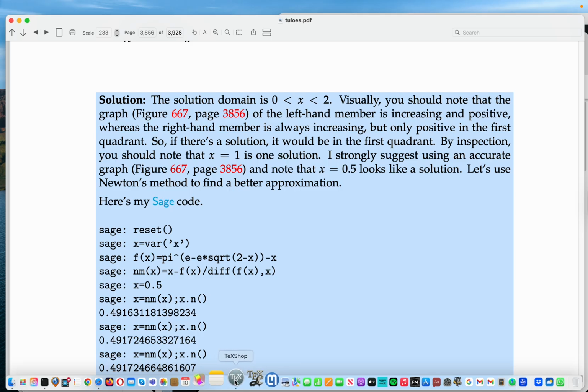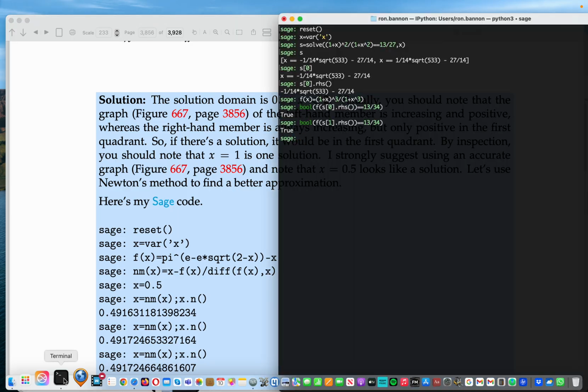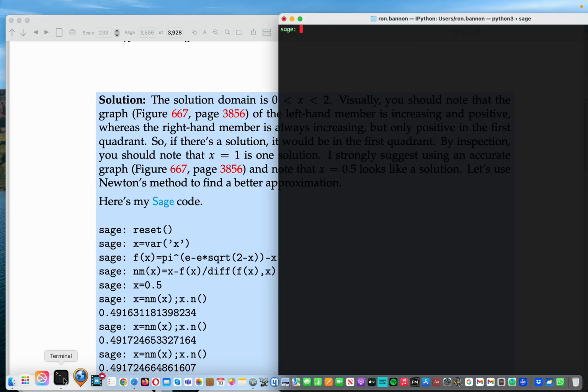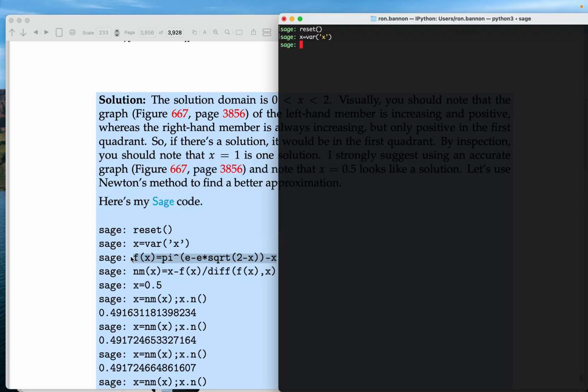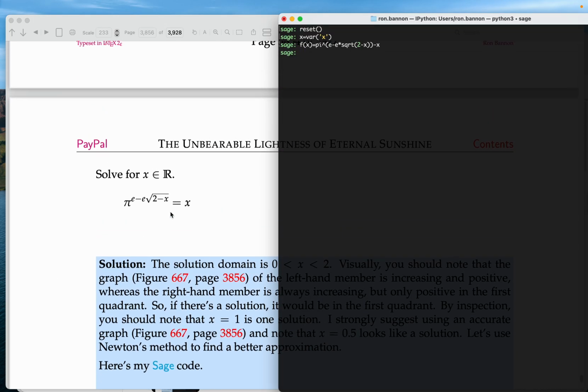All right, so what I'm going to do over here is open up a terminal. I'm going to clear the screen, and I'll explain it one step at a time. So reset, that basically gives me a clean sheet of paper. Defining x to be a variable, it's just a good habit of defining that. Now over here, I'm going to copy paste, and I want to tell you what I am copy pasting as I do it. And what I did was, to use Newton's method, I have to solve this equation for 0.